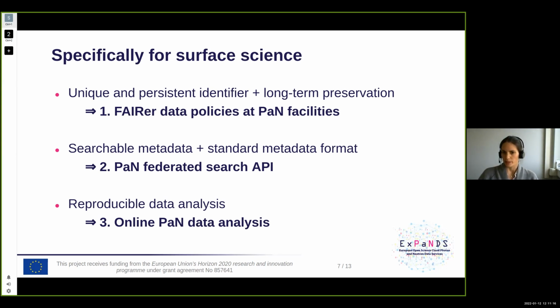Because this is the beginning of everything else, and this is what allows us to achieve these things. The second example will be on the federated search API that we developed and how it's helping to search the metadata. And the third one will be on the data analysis, the fact that we're making reproducible data analysis pipelines available online.